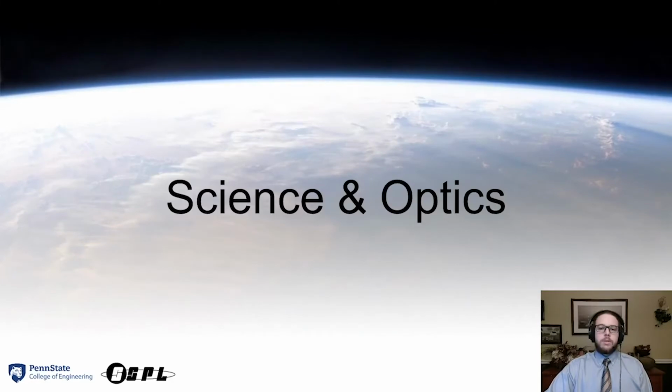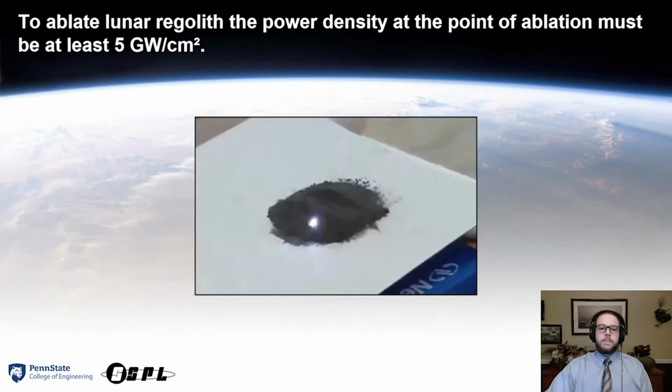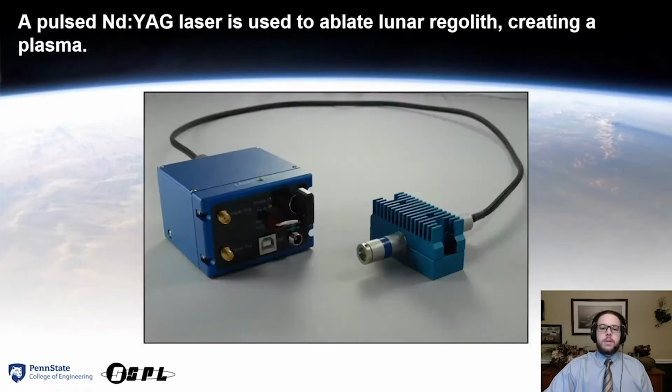Now I will be talking about the science subsystem design. To successfully perform LIBS, the laser must meet a required power density of 5 gigawatts per centimeter squared at the point of ablation to fully ablate the lunar regolith. Additionally, the spectrometer resolution must be accurate enough to detect individual elements.